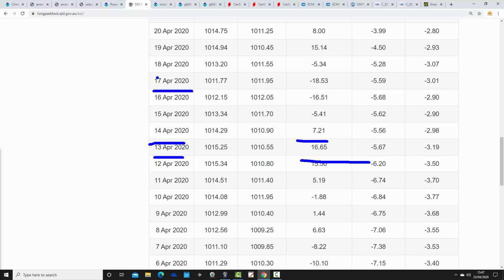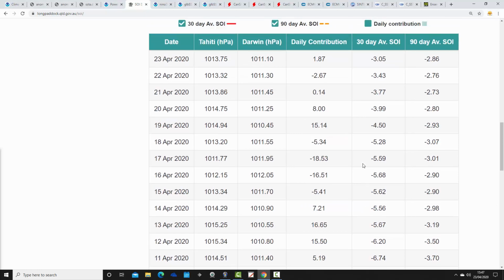Negative again on the 16th and 17th of April, minus 16 to minus 18. So that's El Nino-esque. See how we're trading these negative and positive numbers on a day-by-day basis. 19th of April swings positive, goes to plus 15. That's quite strongly reflective of a La Nina type setup. 20th of April, again La Nina at plus 8.